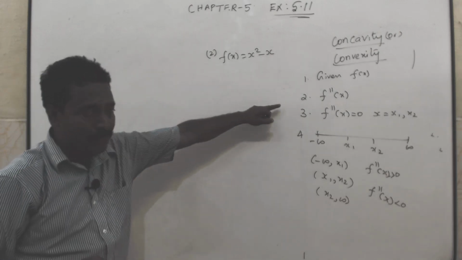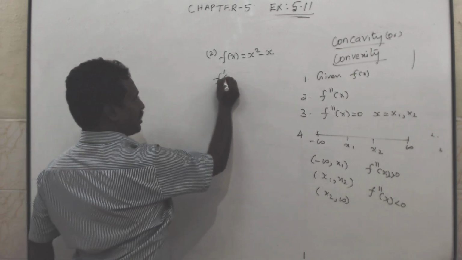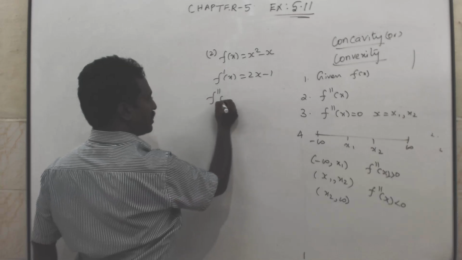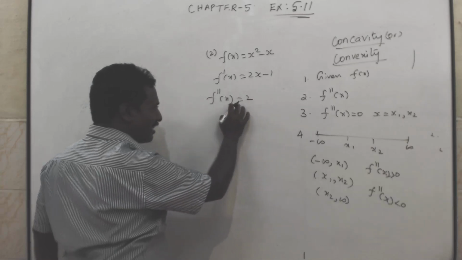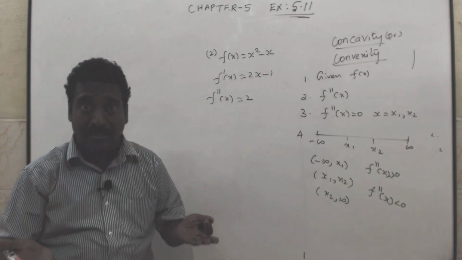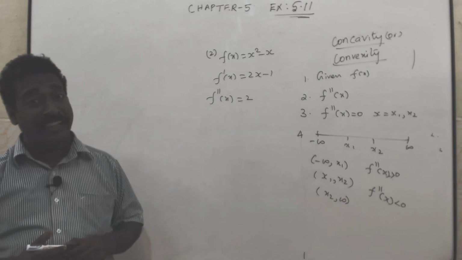What is the first step? Find f dash of x, f double dash of x. F dash of x is equal to 2x minus 1. F double dash of x is 2. Here there is no x. If x is in f double dash of x, then only we can find out the interval.